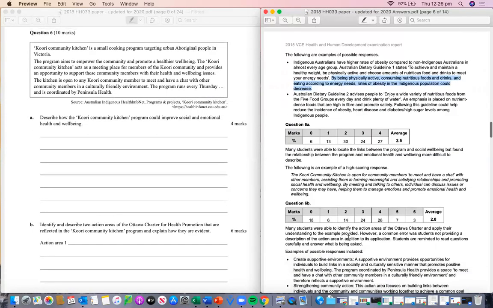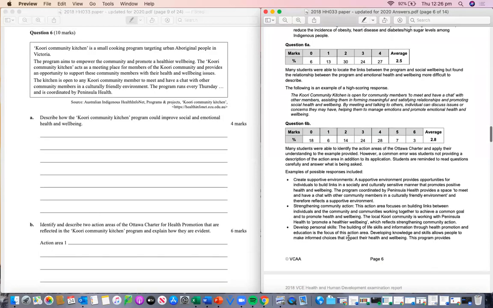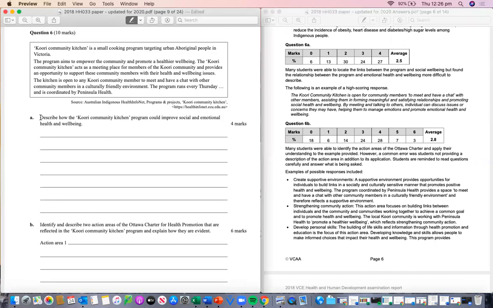Okay, question 6A. Describe how the Koori Community Kitchen program could improve social and emotional health and wellbeing for 4 marks. Okay, so I've got describe. We're going to look at the Koori Community Kitchen program, improve social and emotional health and wellbeing. So again, what would you need to do? Simple thing here, to achieve 4 marks for this question would be to explain how, firstly, it can improve social, and then secondly, how it can improve emotional.